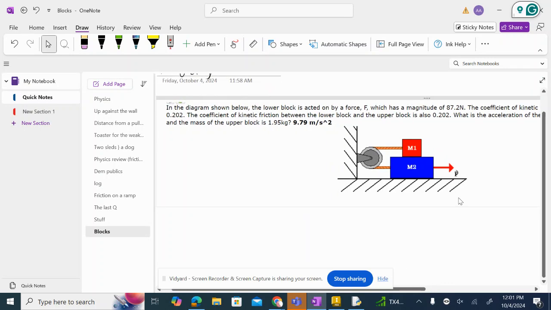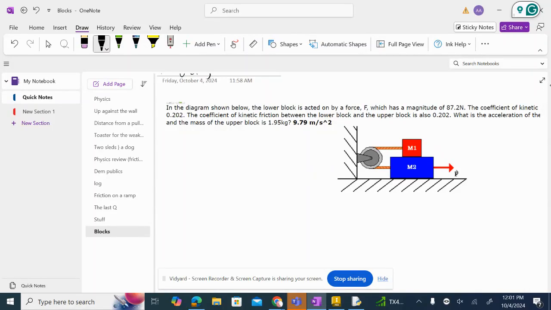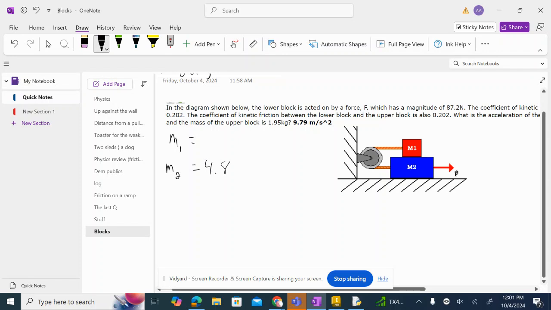So what we're going to do is start by getting our variables. We have m1, which in this case is equal to 4.8. We have m2, which is, oh wait, other way around. This is 4.8, and the upper block is 1.95. Of course, they're in kilograms. Then you're also going to set the force, which you're going to need, 87.2 newtons. Then you're going to set up your equation.